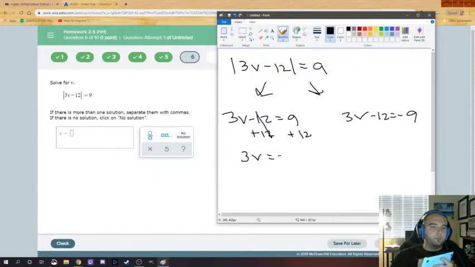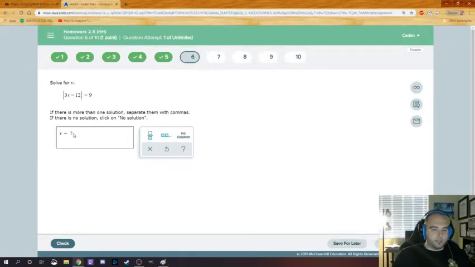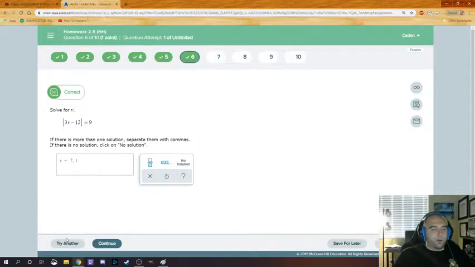3v equals 21. I'll add 12 over here. 3v equals 3. Negative 9 plus 12 is 3. Okay, now I divide by 3. Do it on all of them. V equals 7, and here v equals 1. And there's the answers, 1 and 7. It just happened to be the case on all these that I had 2 positive answers and 2 negative answers. It could be one of each. It just depends on the problem.